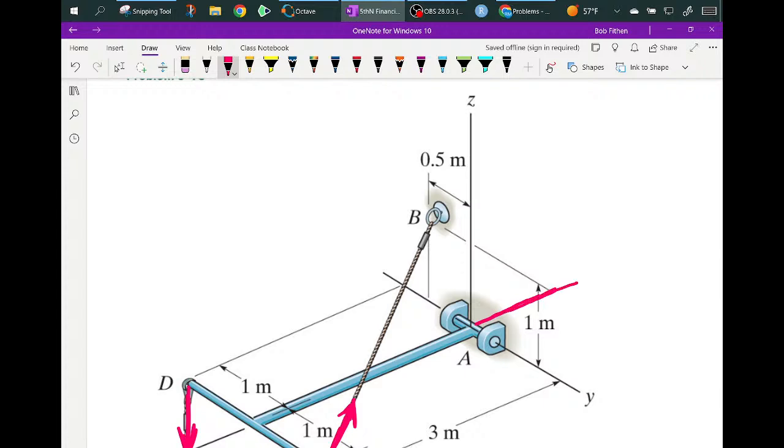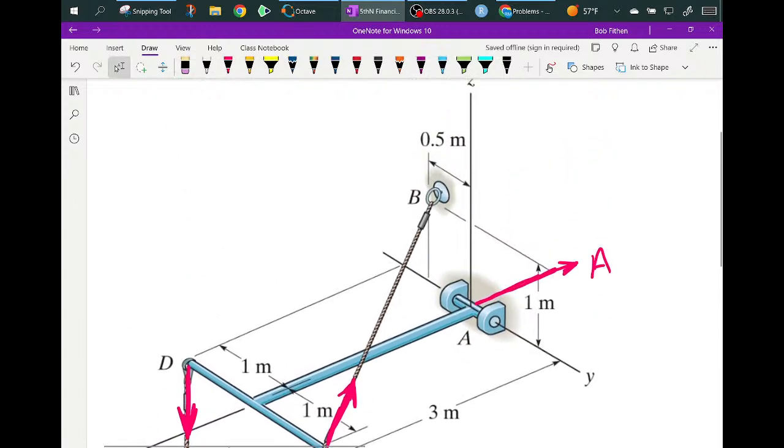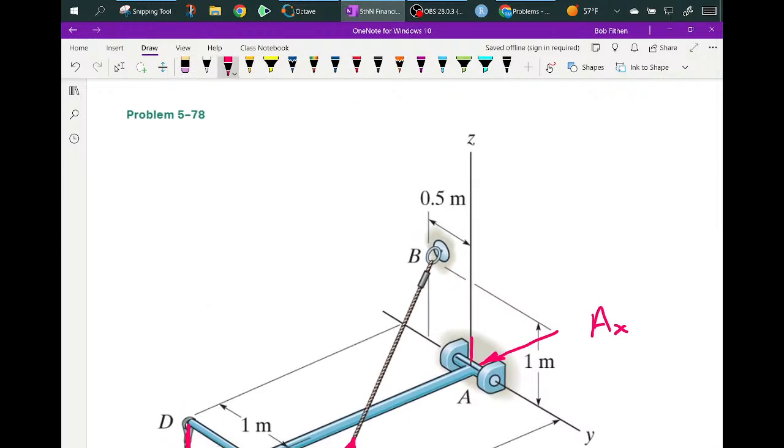a load in that direction, so I'll call it A. And actually, since X is going the other way, I'm going to reverse it and say AX. Can it carry a load in this direction? No, it can't. Can it carry a load in that direction? Yes, it can.